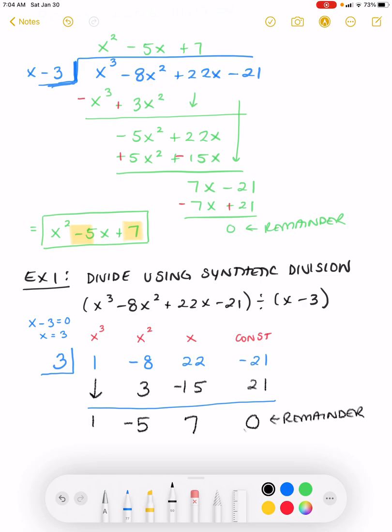And you can see parts of the same steps in the long division in our synthetic division. For instance, this part where we took 22 and negative 15, well, that happened right here. So you can see the connections to this.